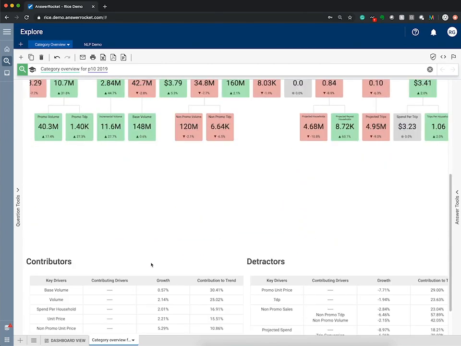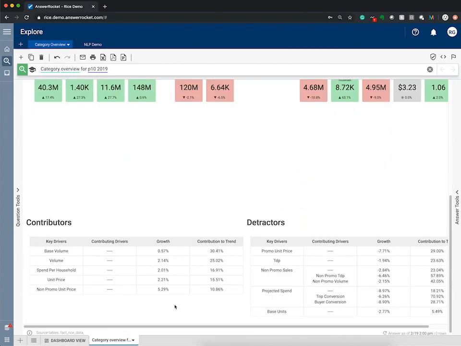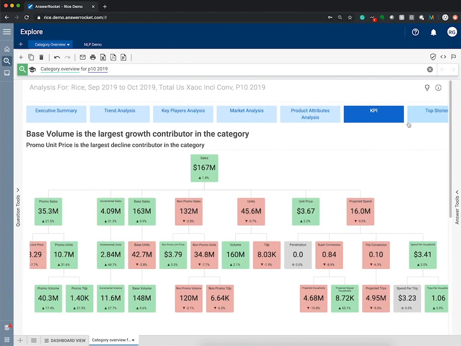And as I scroll down, I can see what's contributing and kind of detracting from the overall 1.4% growth, and I can see things like base volume had the highest contribution to the trend, but even something like spend per household, which is a panel metric, was actually the 3rd highest contribution to that 1.4% lift, as well as everything that's detracting on the right-hand side. I can see where things are struggling in the category.